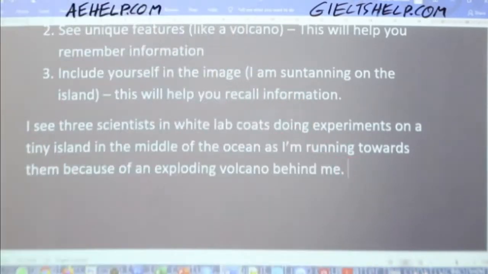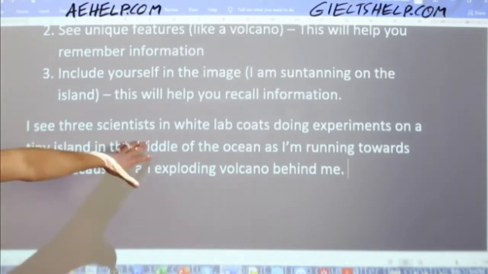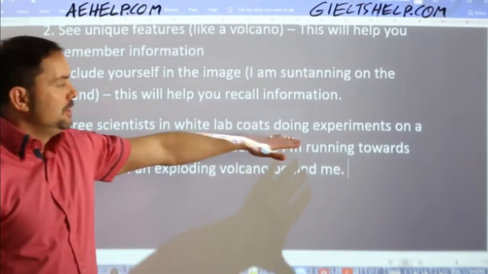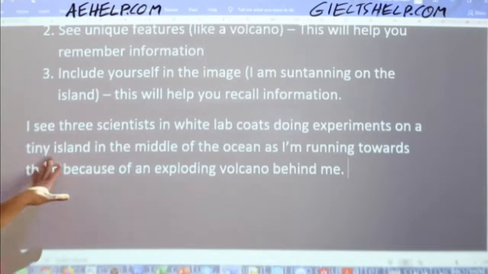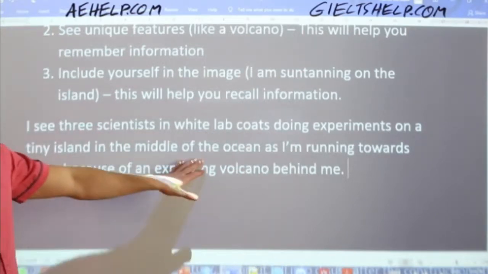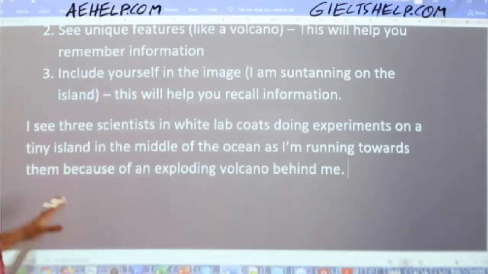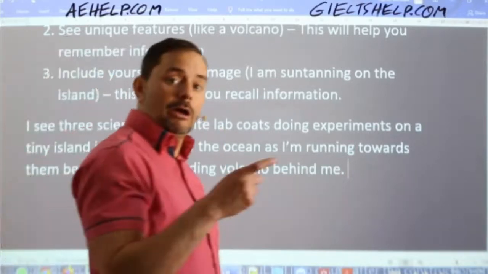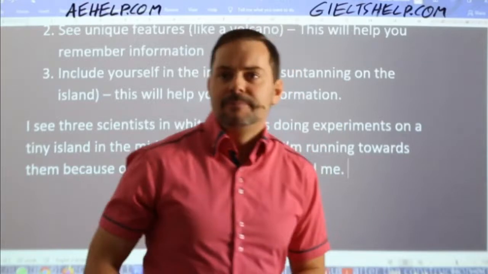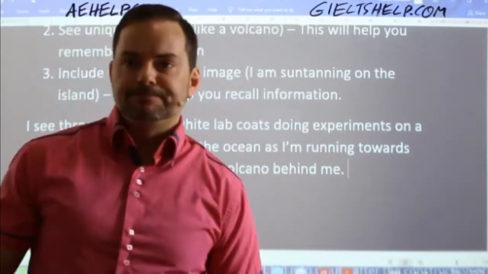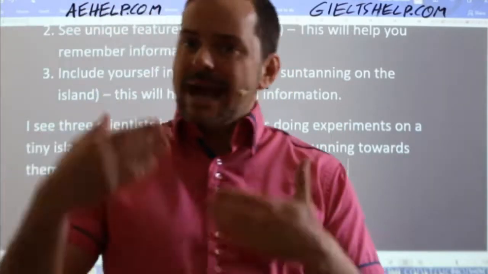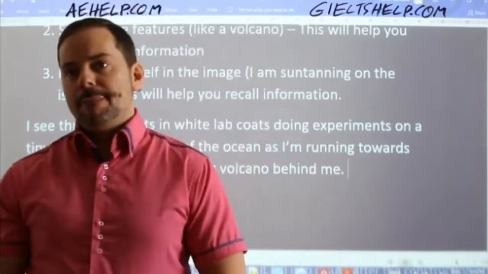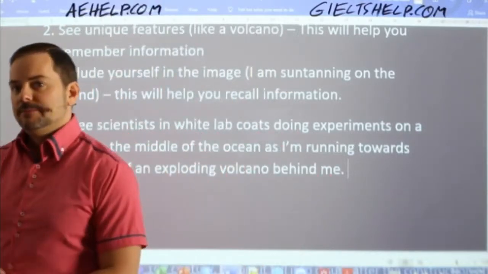So I'm kind of similar to what Tito said here. So I see 3 scientists in white lab coats doing experiments on a tiny island in the middle of the ocean as I'm running towards them because of an exploding volcano behind me. Oh, hey, what are those scientists doing there? Okay, so that's what I see. And again, with practice, this happens quickly. Okay, good, good.